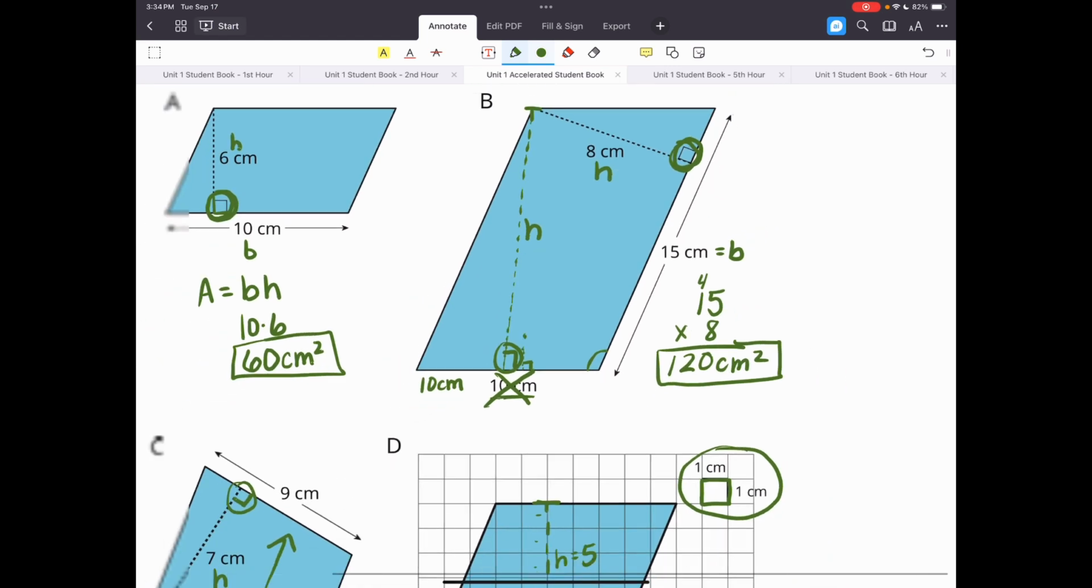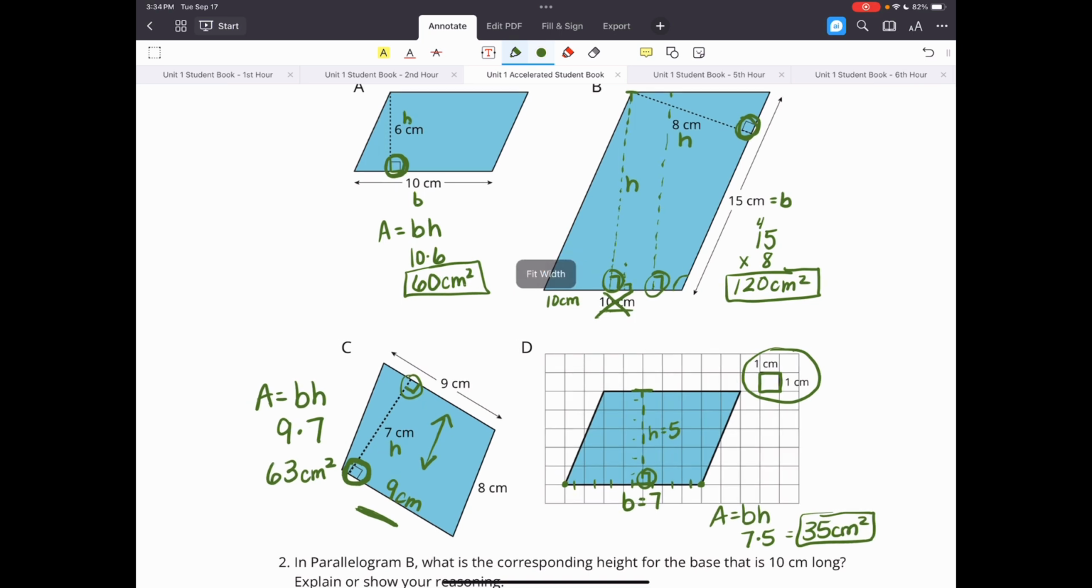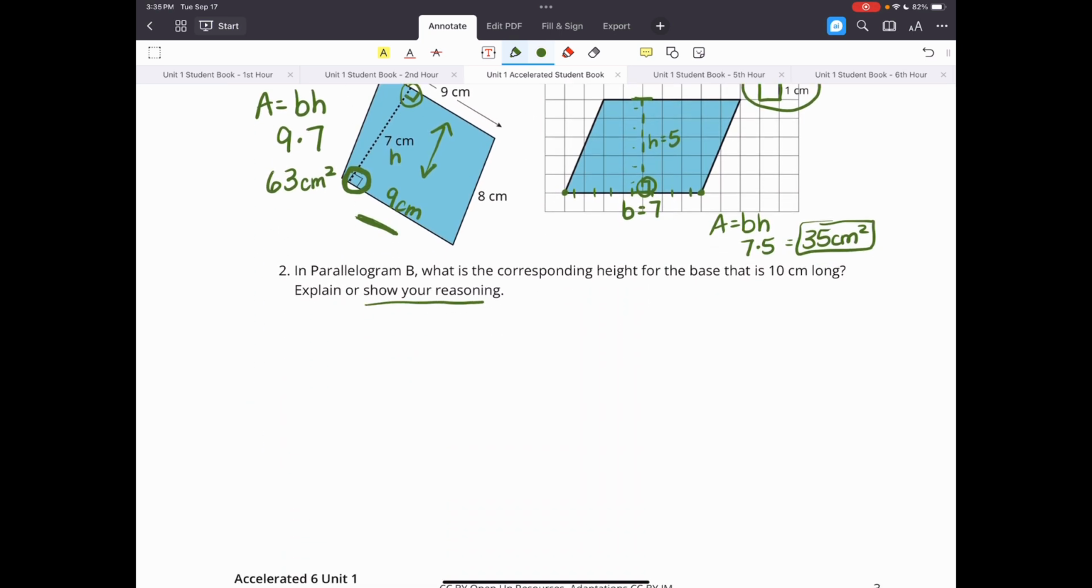So that would be showing your reasoning, drawing that in there. The height could be anywhere across this as long as it's base to base with the right angle. But that is how we could use 10 centimeters. As long as you drew that on there, you're good to go on that. That was showing our reasoning.